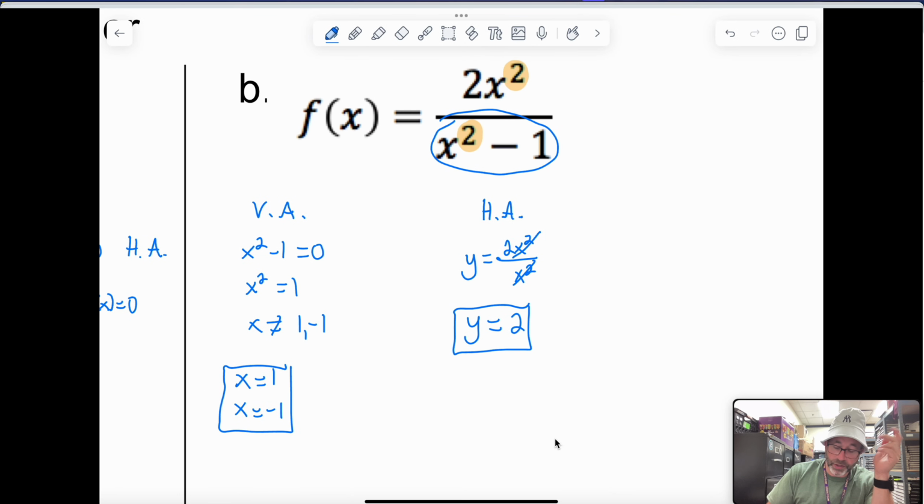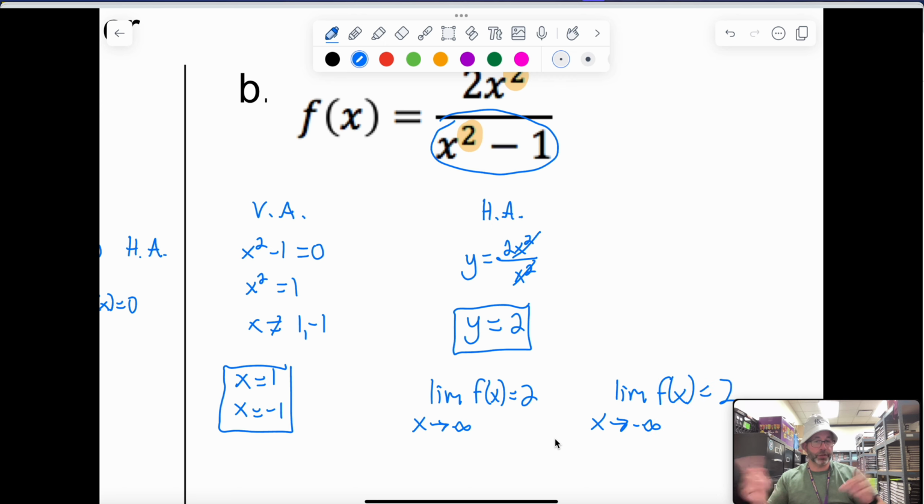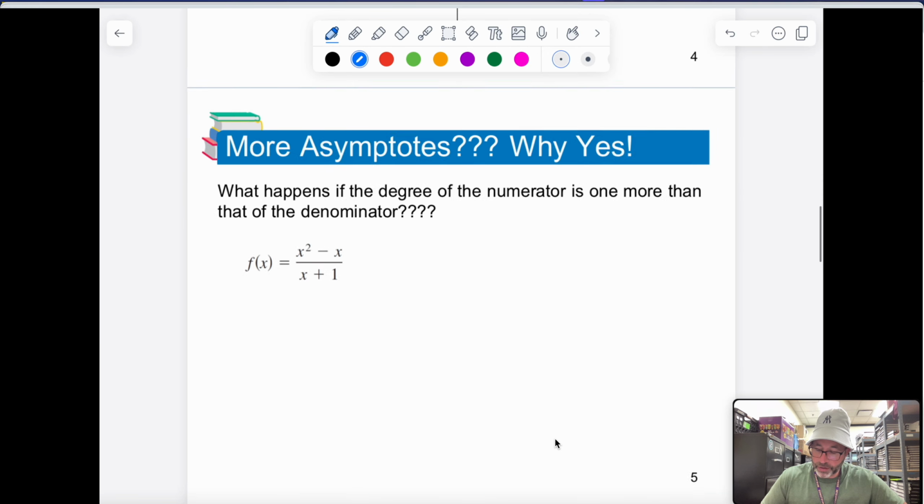So if we were to say, what's the end behavior of this? For f of x, the end behavior is the limit as x approaches infinity, the y value is going to approach 2. And the limit as x approaches negative infinity, the y value is going to approach 2. It tells us the same thing in both directions. Okay? All right, let's go on to another one here.